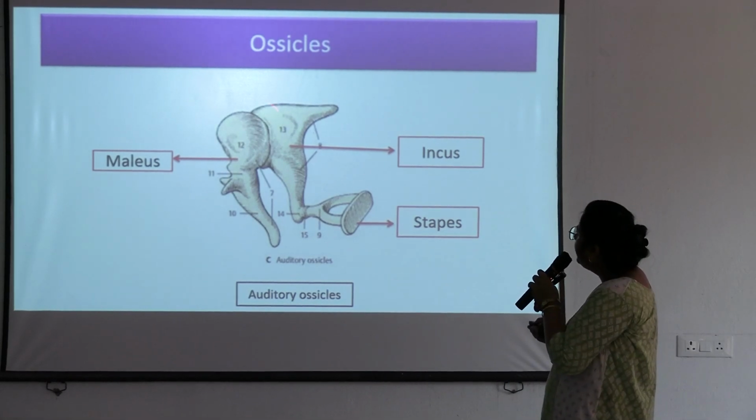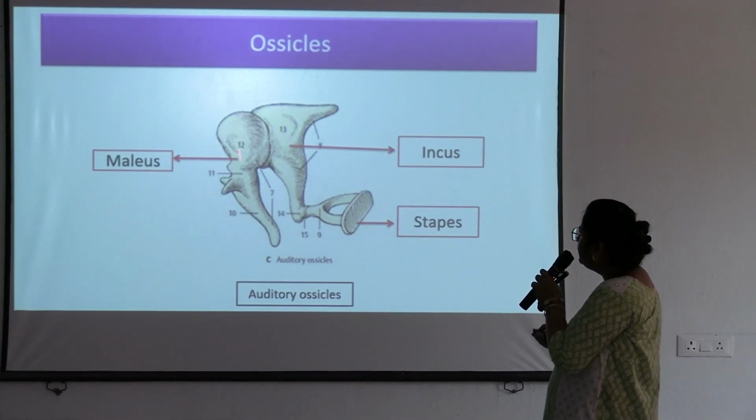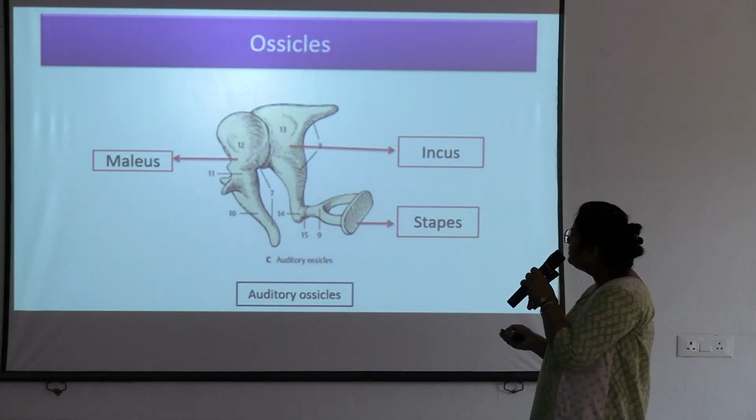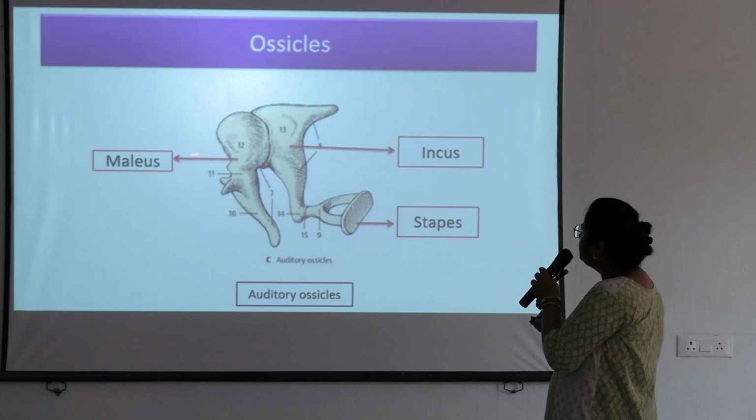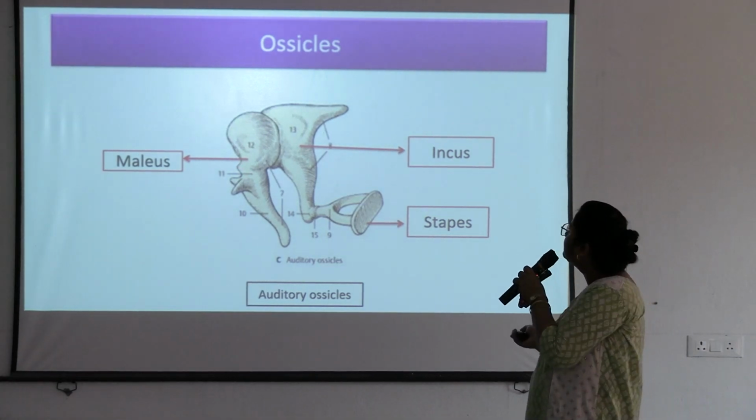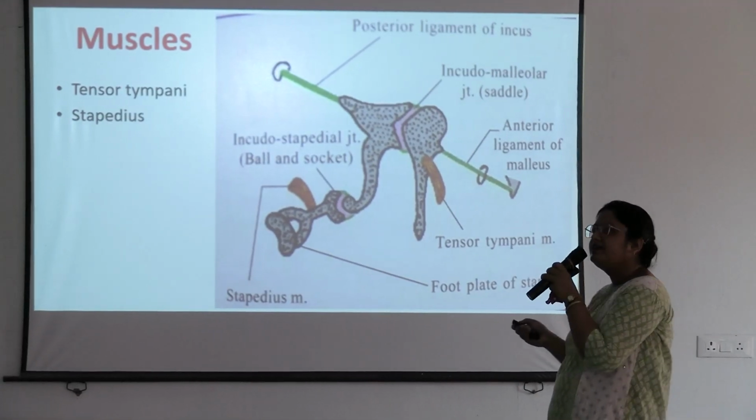And malleus has a head, handle of malleus, and it has a long process, anterior process and lateral process. So these are the ear ossicles. Next we are going to the muscles.